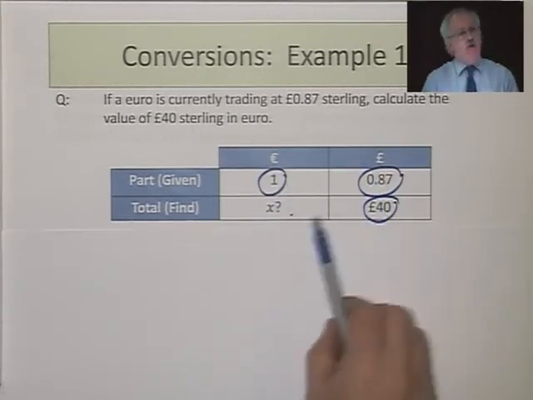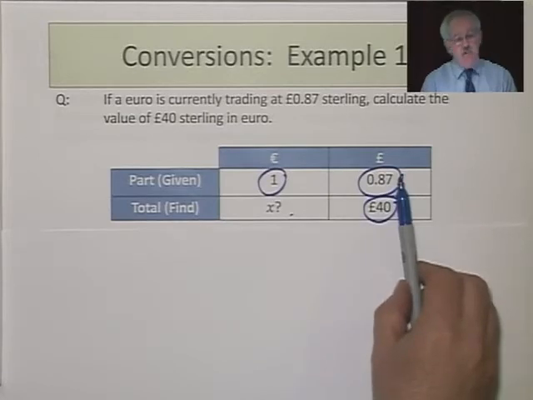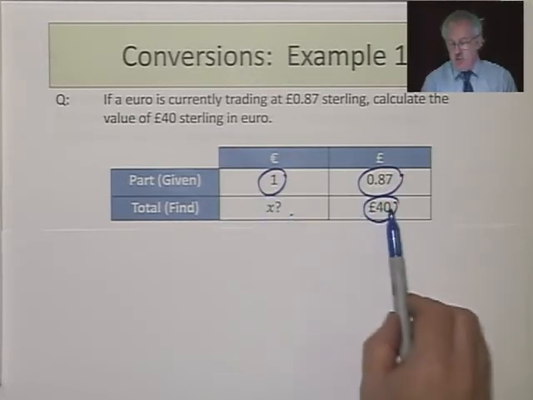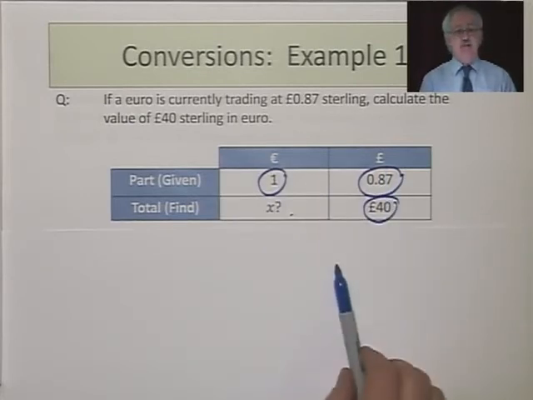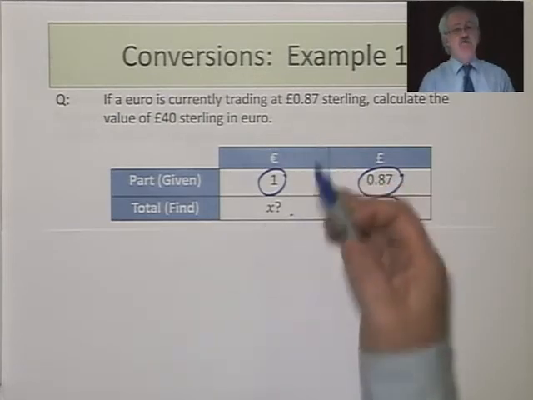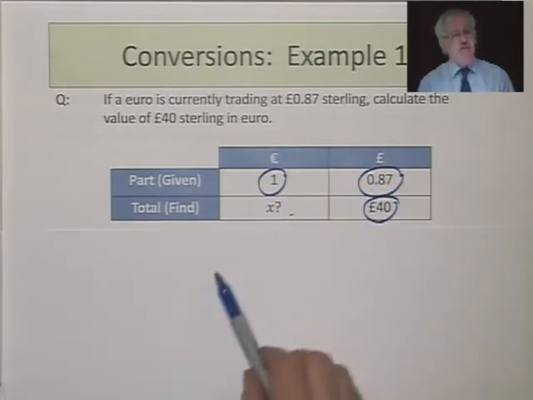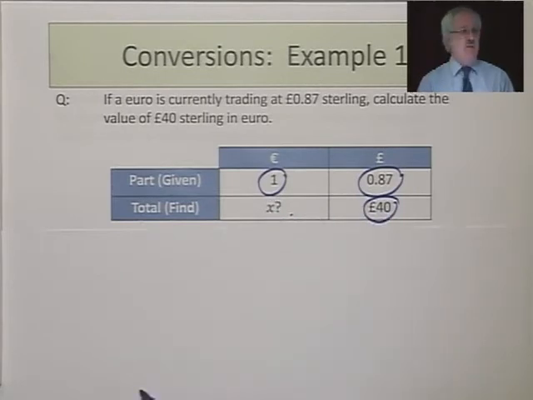The x and the unknown can be anywhere. If the sterling is here, and you know 0.87 is 1, 40 is here, it doesn't have to be. It's just the way you've expressed it. So x doesn't have to be always in that spot. You don't have to force it. It's whatever way makes sense to you. A euro is 0.87. What would I get for 40?